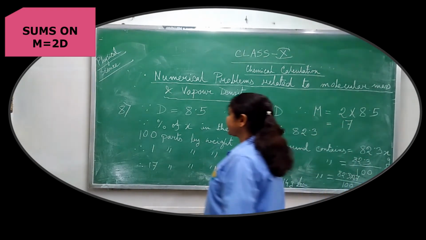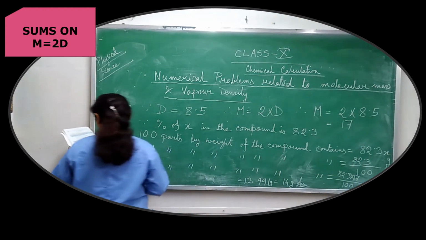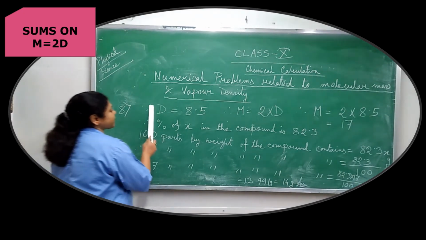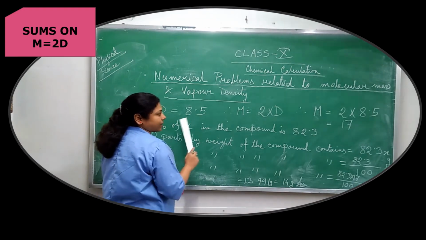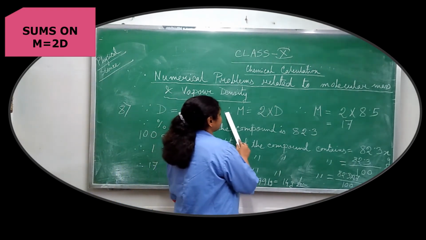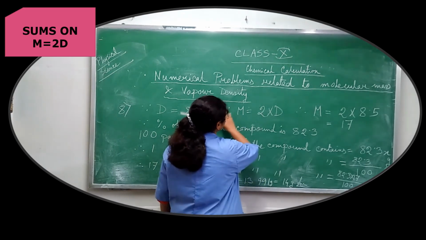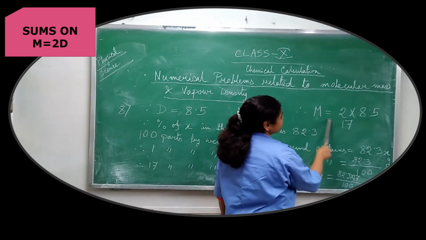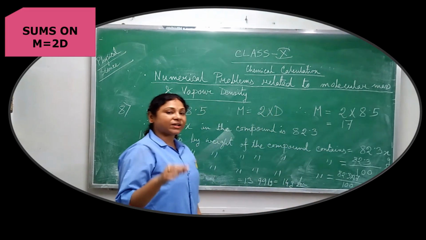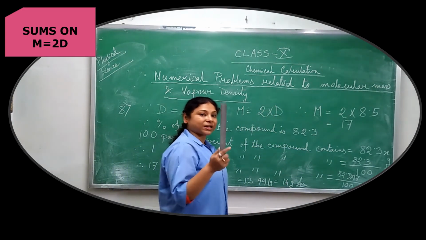So let's start. First, molecular weight of the gaseous compound. Before that, they have told since vapor density is equal to 8.5, so we can find out molecular weight from here. So therefore, M is equal to 2 into D. So therefore, M is equal to 2 into 8.5, that is coming 17. So M 17 is the molecular weight of that particular compound.